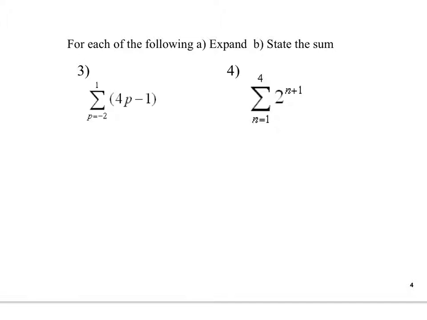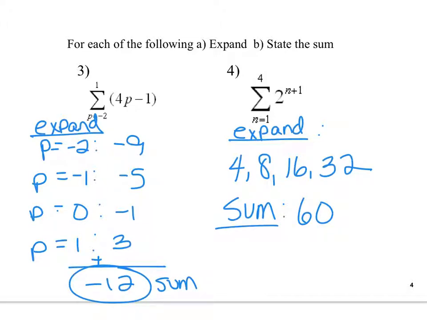All right, so expand these and state the sum. Take a minute and try to do that. If you can figure out how to do it in your calculator, that's great. If not, take a second and do this yourself. All right, to do this one, you expand these out. This is your expanding, -9, -5, -1, -3. You add these up, and that's the sum. So that's the A and the B. Expanding here, 4, 8, 16, 32. Add these up, and you get 60.